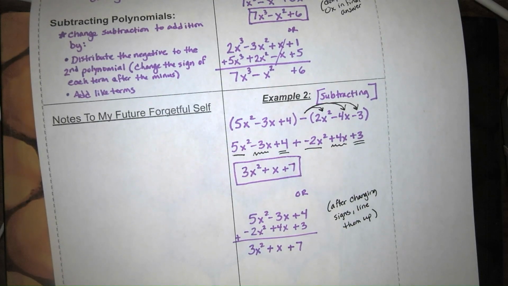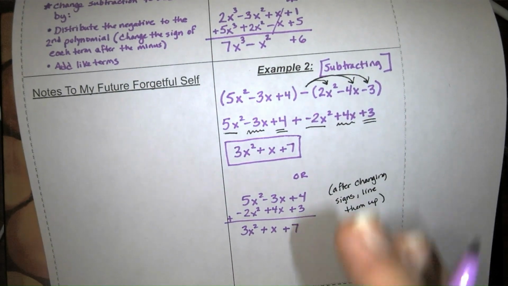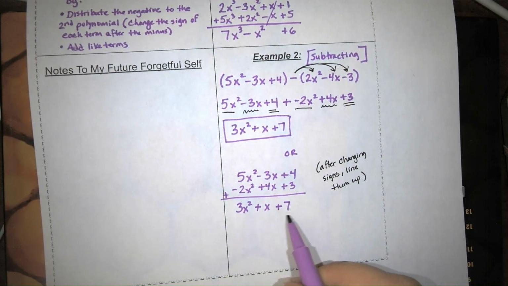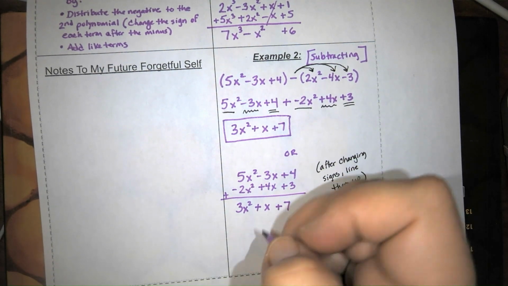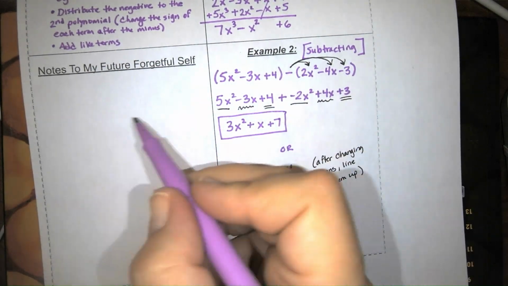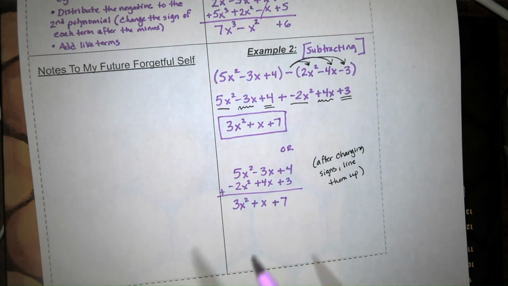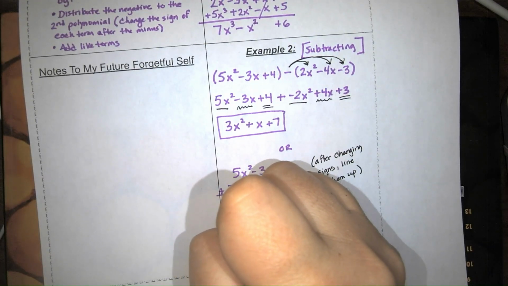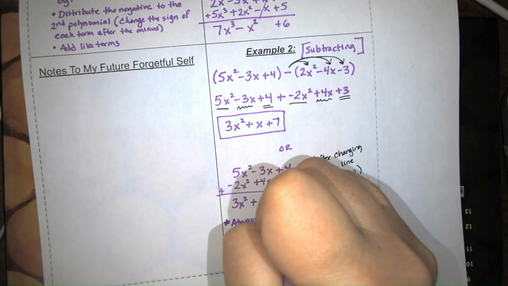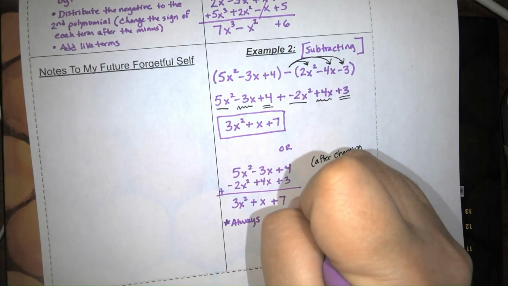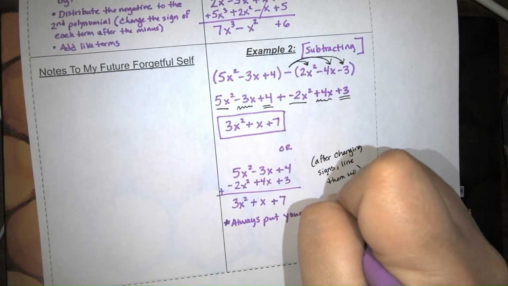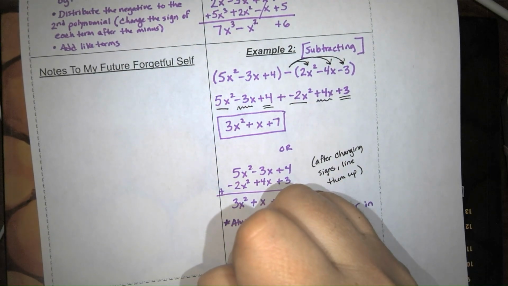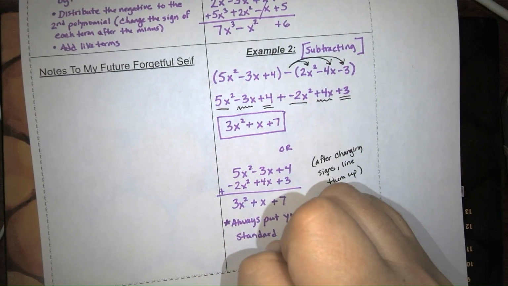What we do want to make sure that we're paying attention to, and I've mentioned it before, but I'm going to have us write it in our notes now, is that our final answer is always in what we call standard form. So I'm going to make a note of that here, and then I'm going to use some space over here to write down what standard form is. But I'm going to say a little star here, always put your final answer in standard form.